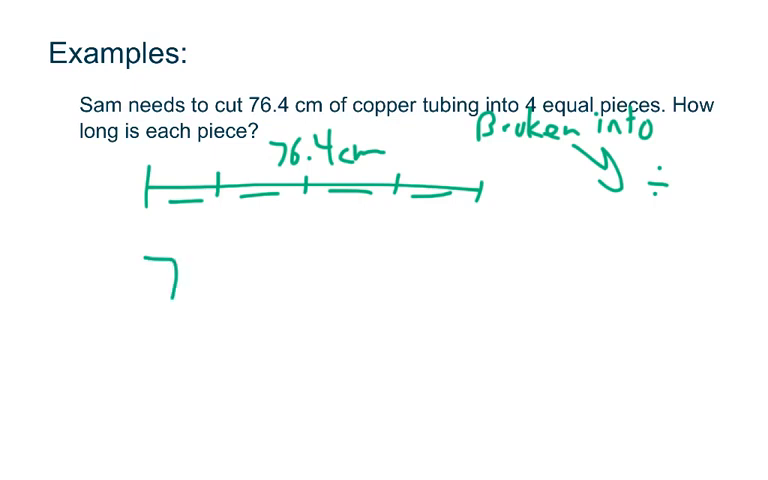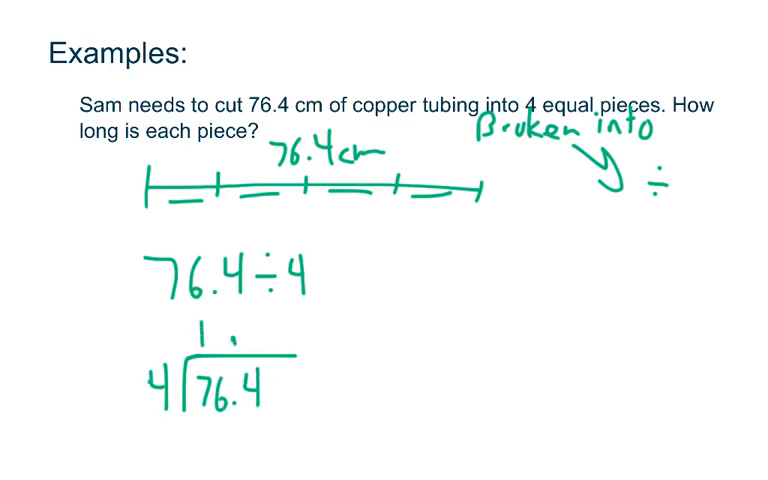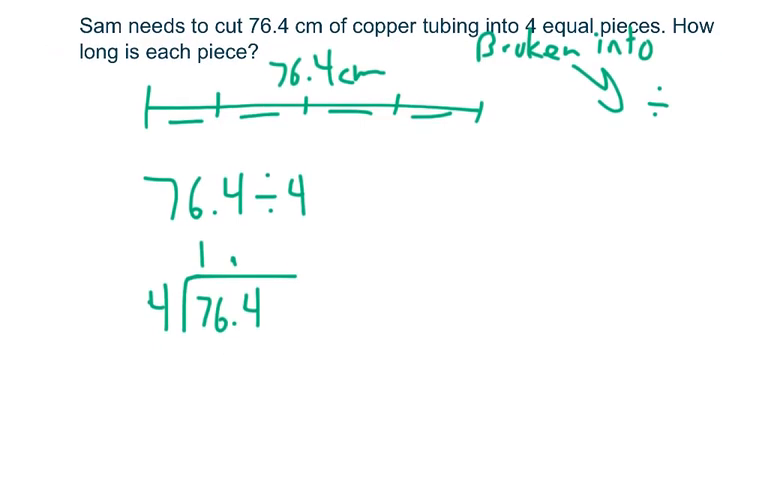So we have 76.4 divided by 4. And for that, we'll need to do long division. Or set it up as long division. Put a decimal right there. 4 goes into 7 one time. That leaves us with 3, 6. That goes in 9 times for 36. 0. 4 goes in once. And so each piece is 19.1 centimeters long.